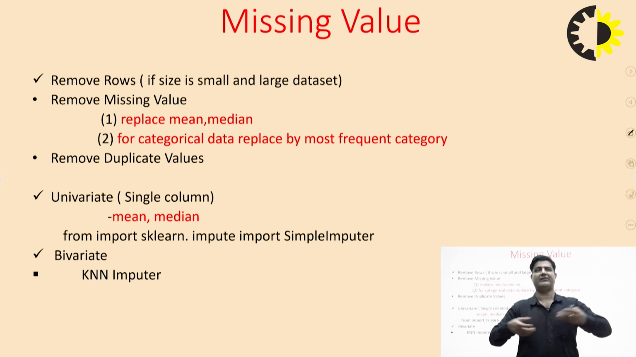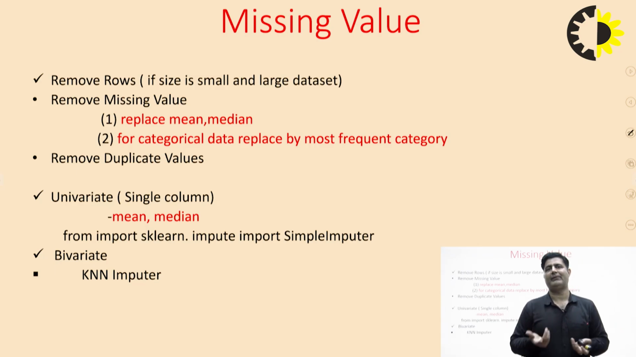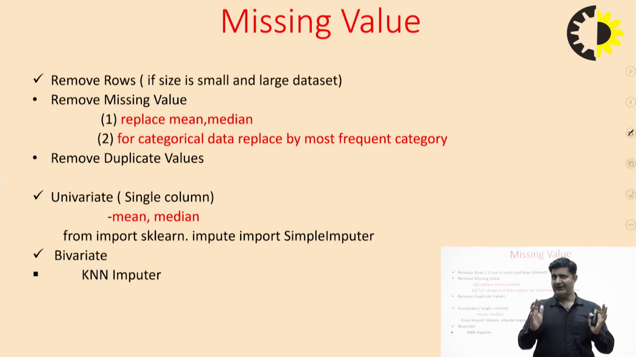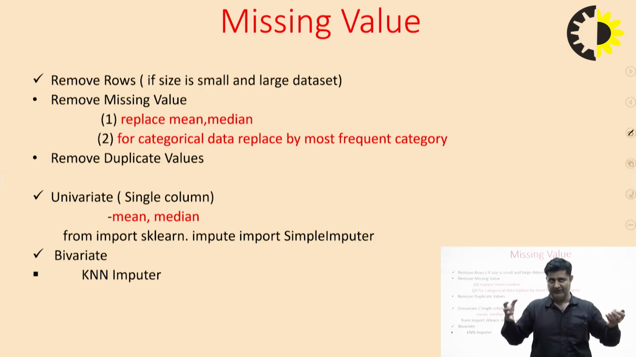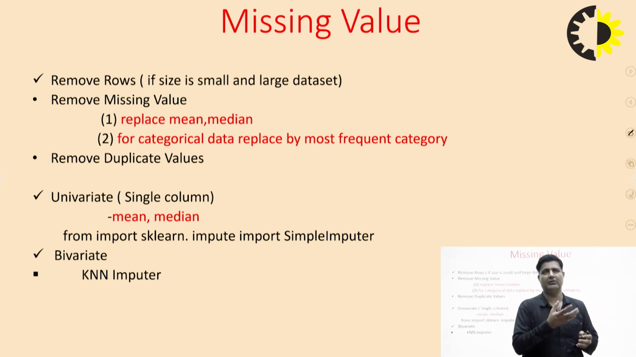Sometimes we have a large data set. Suppose we have 50,000 row entries and only 5 values are missing. Then, before replacing the missing values, we can also remove them from the data set, right? So there is no predefined rule for removing missing values. If the size of the data set is very small, we have to fill the missing values. If the size is very large and very few values are missing, we simply remove them. We are removing the rows only. Before filling in the missing values, we delete those rows, right?